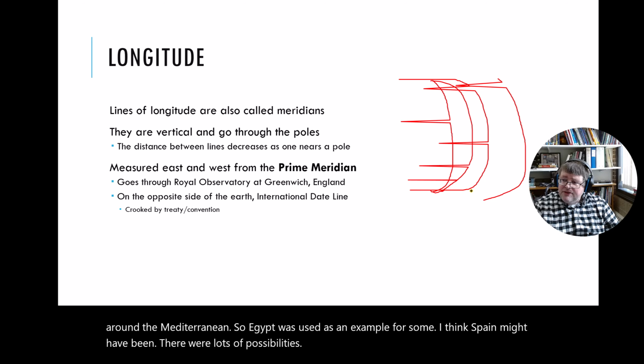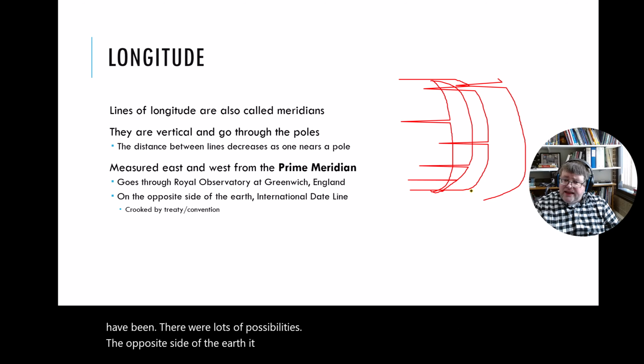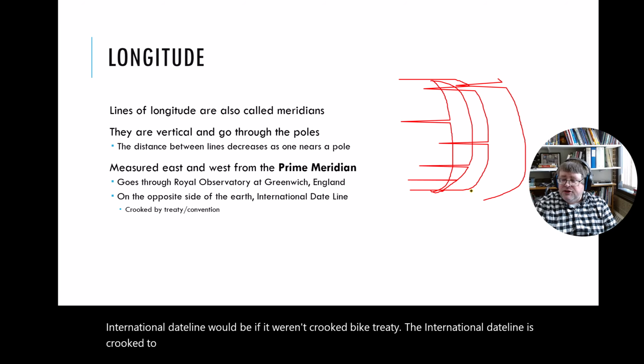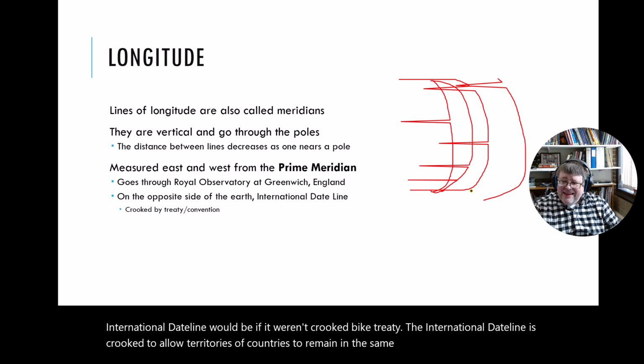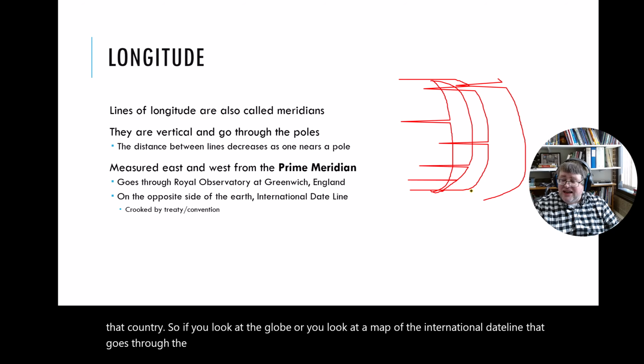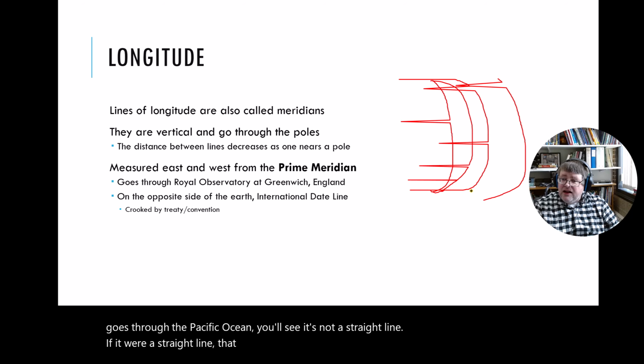The opposite side of the Earth, it goes through the international dateline, or where the international dateline would be if it weren't crooked. By treaty, the international dateline is crooked to allow territories of countries to remain on the same day as the rest of that country. So if you look at the globe or you look at a map of the international dateline that goes through the Pacific Ocean, you'll see it's not a straight line. If it were a straight line, that straight line was at 180 degrees.